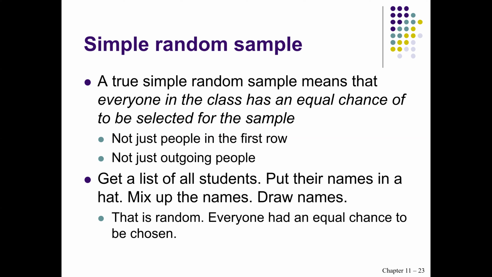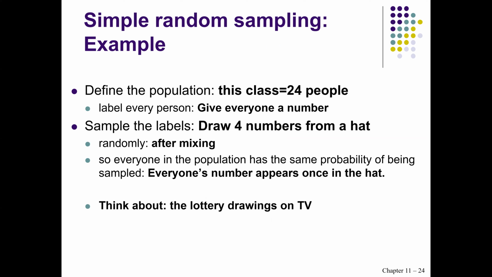Everybody in our class would have an equal chance to be chosen because all of their names were in the hat. And if I mixed the names up well enough, then every different combination of students in our class would also have had an equal chance to be chosen to be in the sample. And so that's what makes it a probability sample. And so this is everything that I just said, just drawing numbers out of a hat.